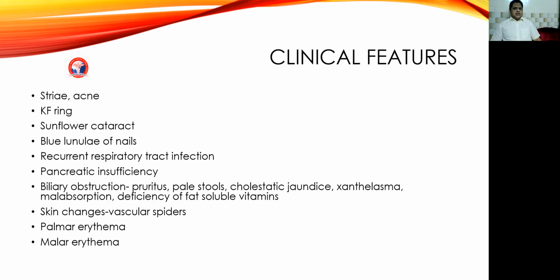So first one is striae, next acne, KF ring, sunflower cataracts, blue lunulae of the nails, recurrent respiratory tract infections, pancreatic insufficiency, pruritus, pale stools, cholestatic jaundice, xanthelasma, malabsorption, deficiency of fat soluble vitamins. Next to look for skin changes, that is vascular spiders, palmar erythema and malar erythema. So these are the clinical features of cirrhosis.